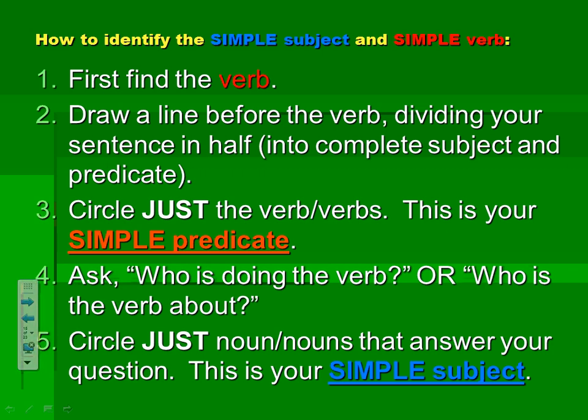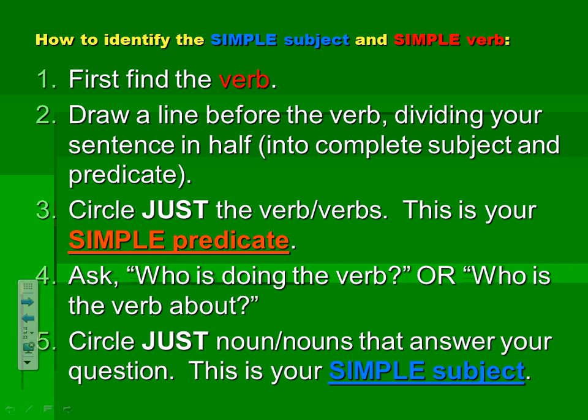So, these are the steps that you're going to follow when I ask you to identify or locate your simple subject and your simple verb. You'll notice the first two steps are the same. First, find the verb. Two, draw a line before the verb, dividing your sentence in half into complete subject and predicate. That's what we just covered. You know how to do this.